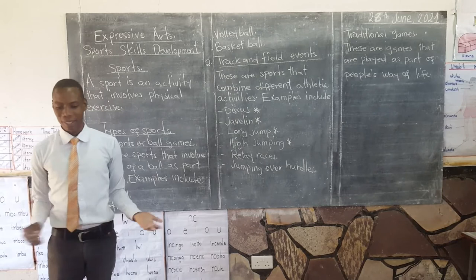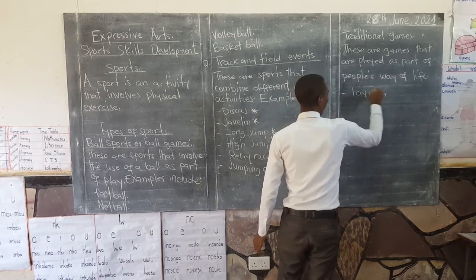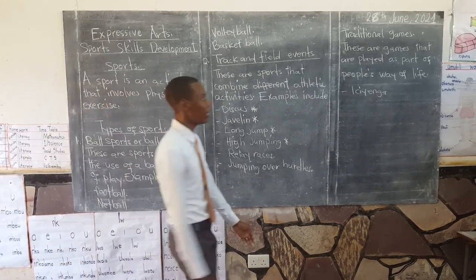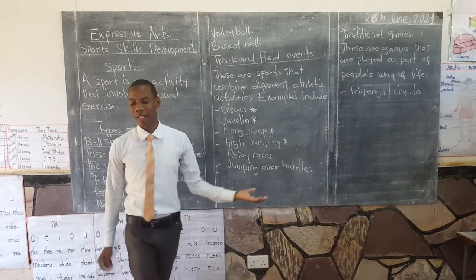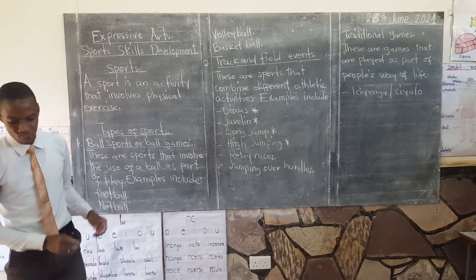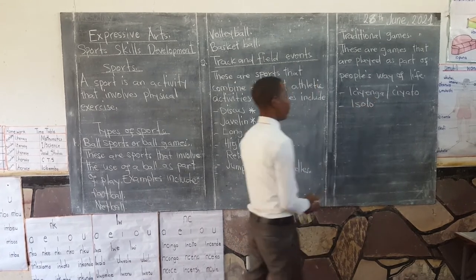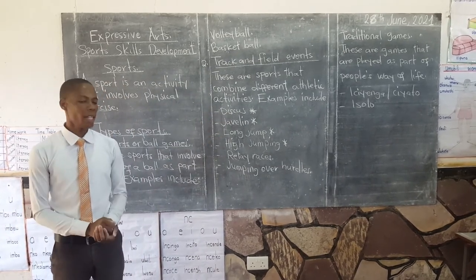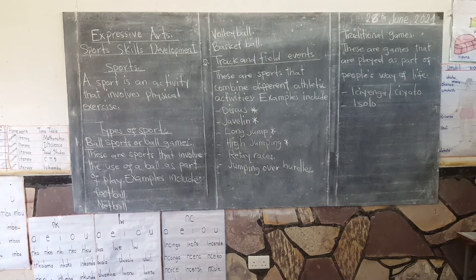What are some of the examples of traditional games? We have what we call Ichienga. Here in Bemba, we call them Ichienga. In other languages, it's called Chiato. So Ichienga is a traditional game that is played as way of life of a particular group of people. Apart from Ichienga, we also have Isolo, where you dig on the ground, then you play using stones. Those are some of the examples of traditional games.